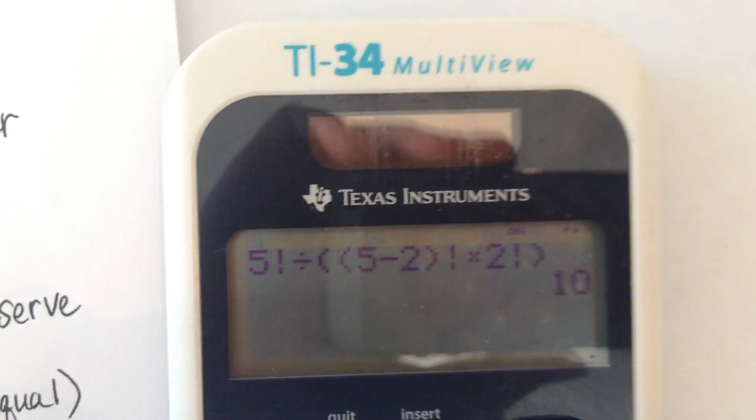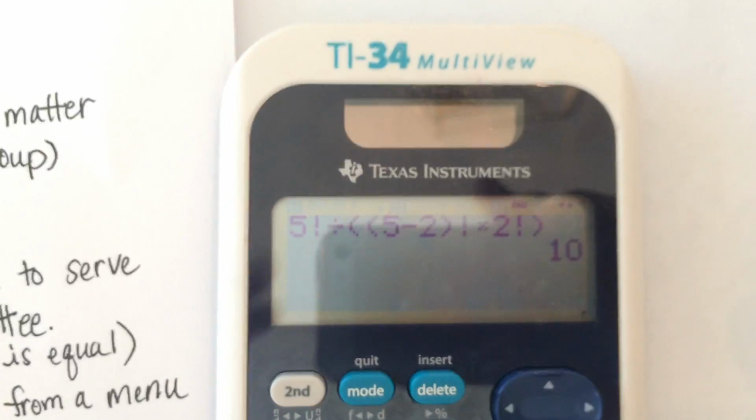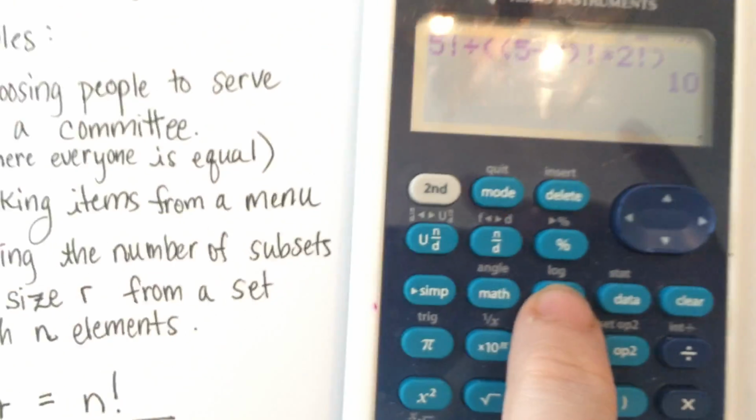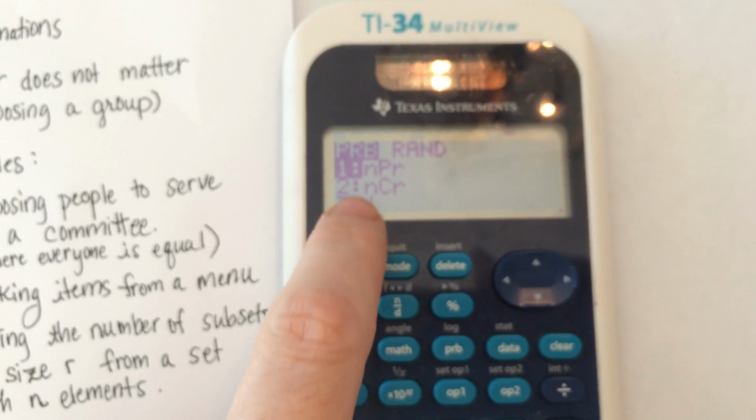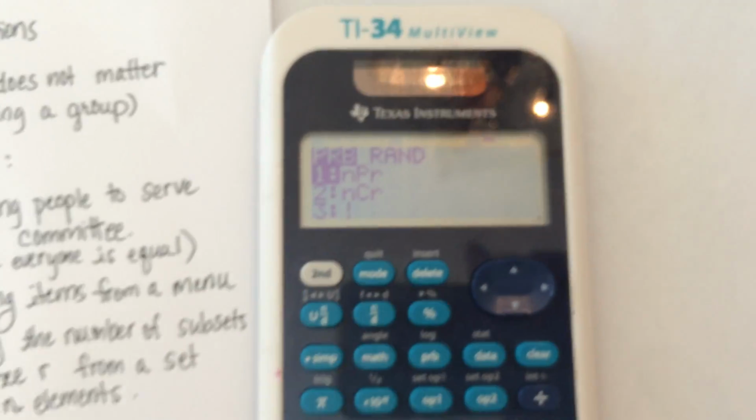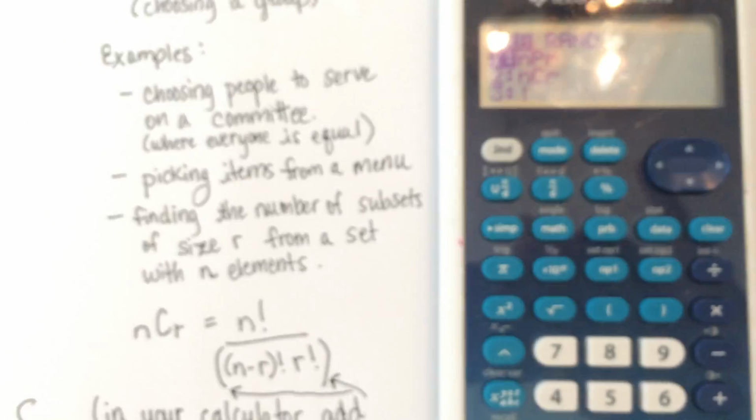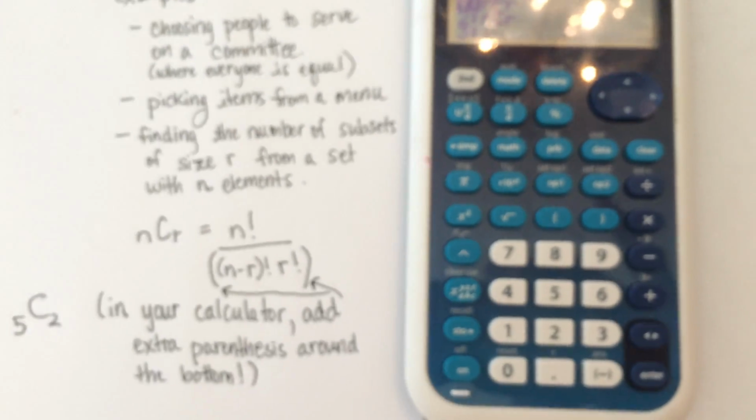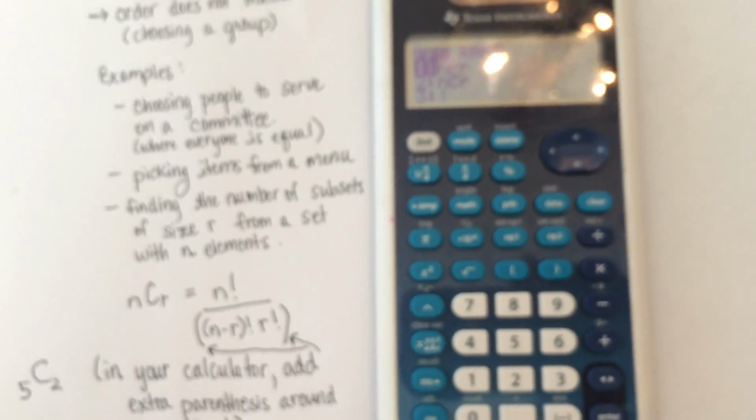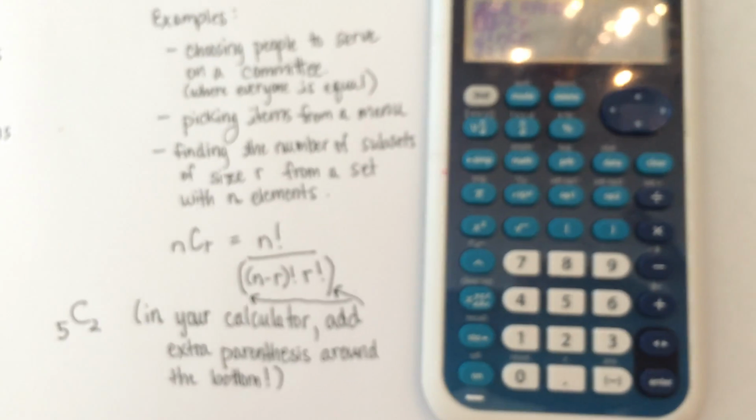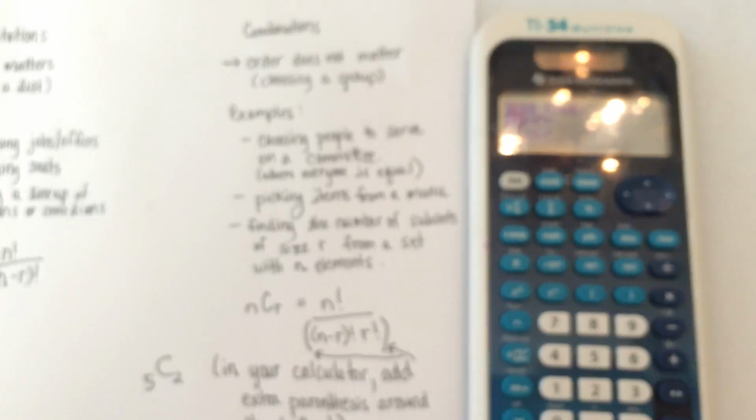And so whether you do it out longhand or whether you use the built-in function, the nCr function, it doesn't matter to me as long as you know how to do it and you know reliably how to do it. You will need to be familiar with your calculator in general anyway.